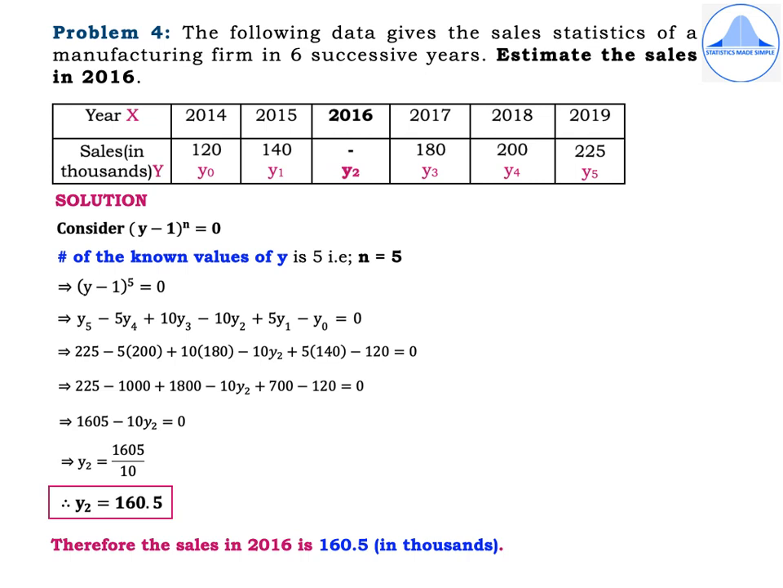Simplifying further, you will get 1605 minus 10 y2 is equal to 0, which implies y2 is equal to 1605 divided by 10. Therefore, y2 is equal to 160.5. Therefore, the sales in 2016 is 160.5 in thousands.